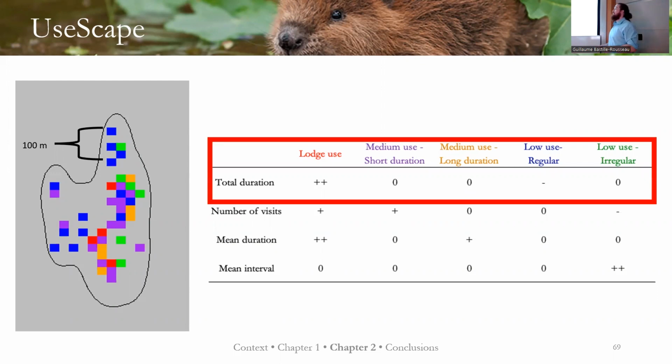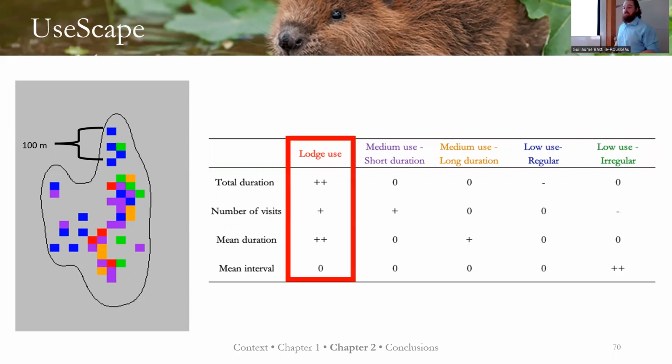And more specifically, just to make sure we're clear in reading this, if you look at this top row, you can see that total duration is indicated for each of these different intensity of use types. And each of the values that I have listed here are relative to one another. So the two pluses in lodge use indicate a really, really high duration, whereas the minus in the low use indicates low duration, and zeros are more of an average.